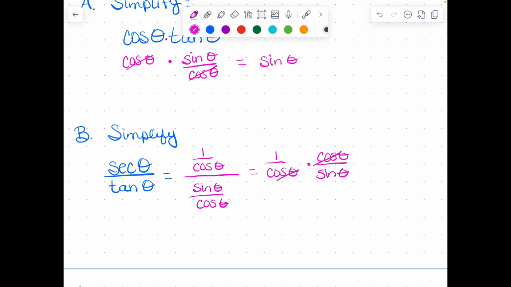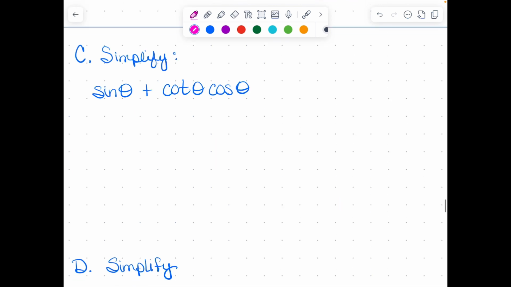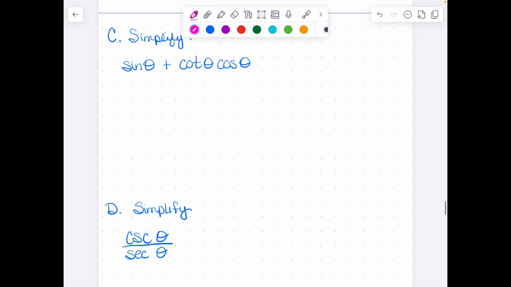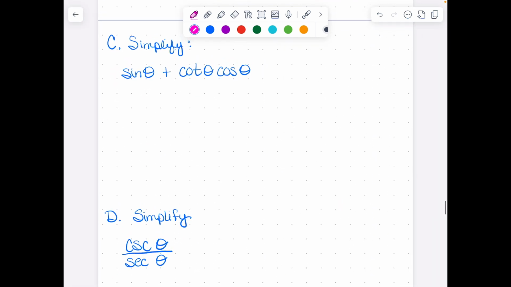These cross reduce, and we're left with 1 over sine of theta. And if you use your trig identity sheet, 1 over sine is the same thing as cosecant theta. So that's your answer there. I want you to try C and D, and then you can pause and come back and check.